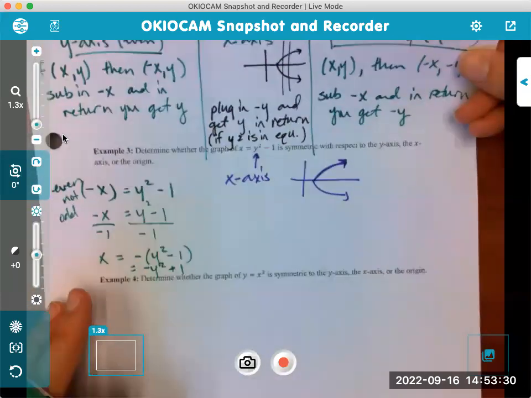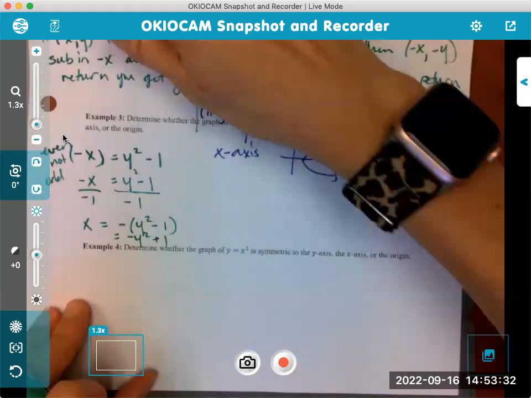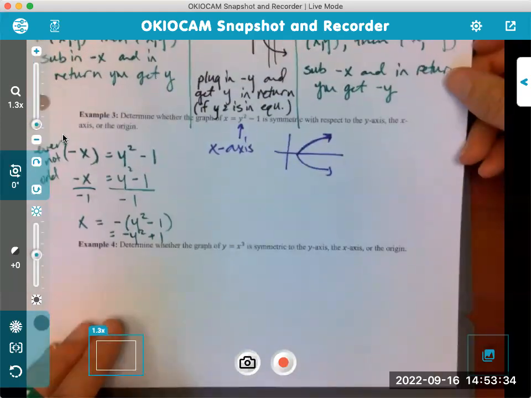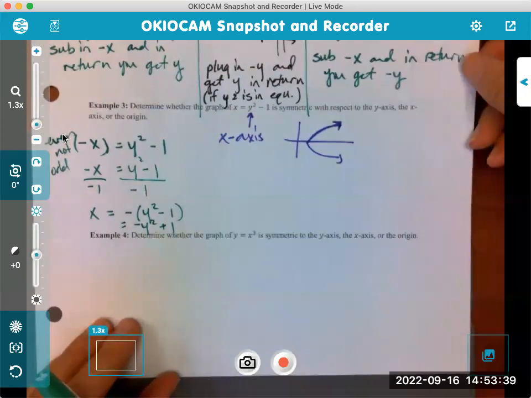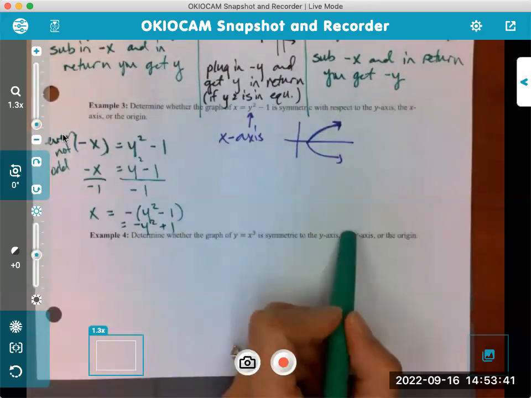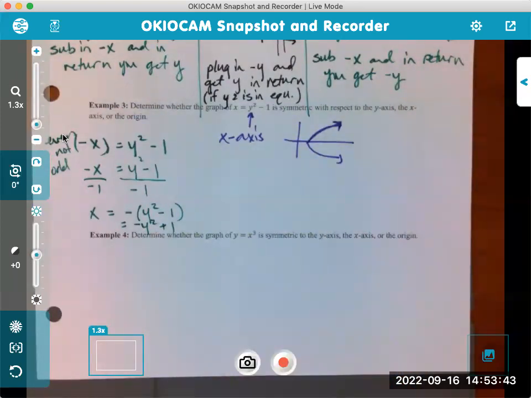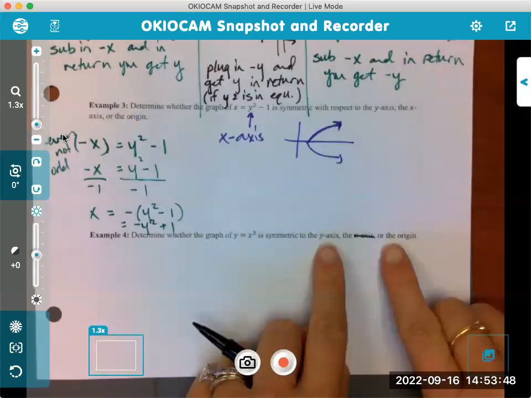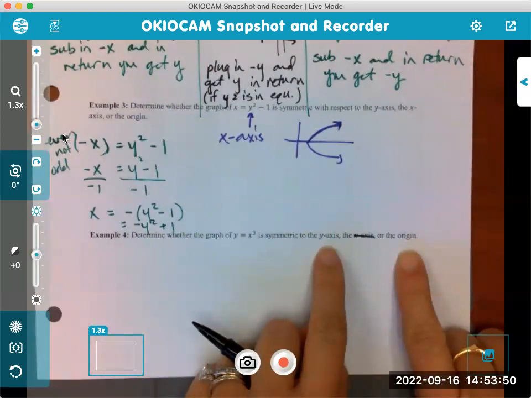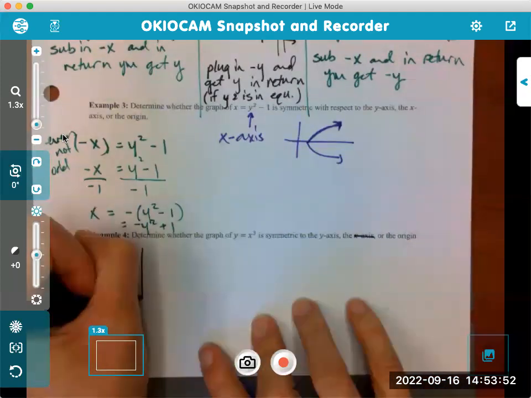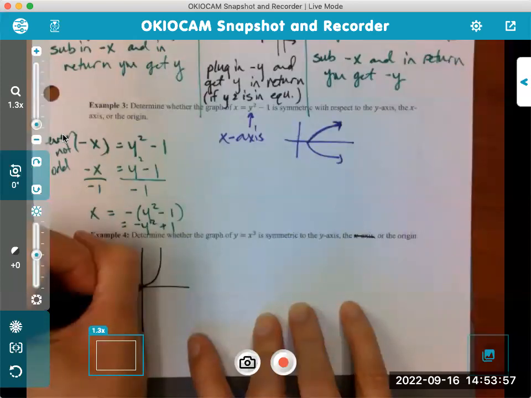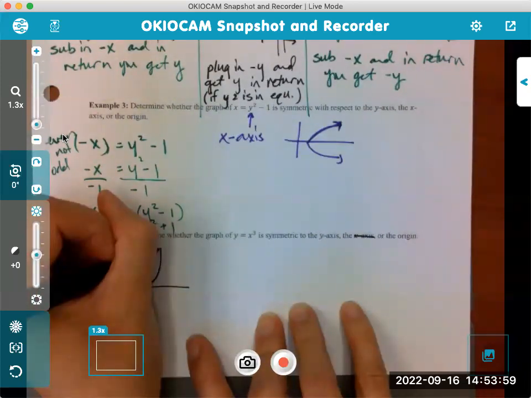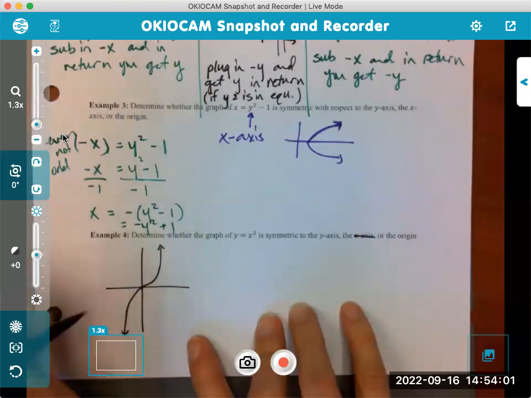So now, example 4: determine whether the graph of y equals x cubed is symmetric to the y-axis, x-axis, or the origin. Again, I can nix the x-axis because it doesn't have a y squared in there. So, bloop. Now, how do we determine if we're y-axis or origin symmetric? You can always graph it, okay? You can always graph it. The graph looks like this, which I showed you a page ago. Again, pretend like that is pretty, okay?